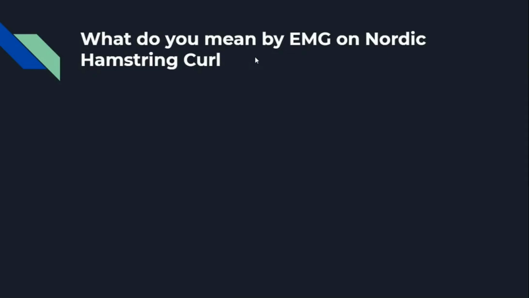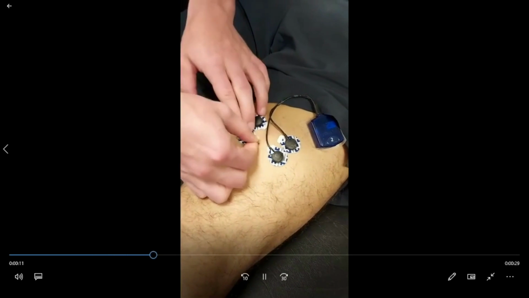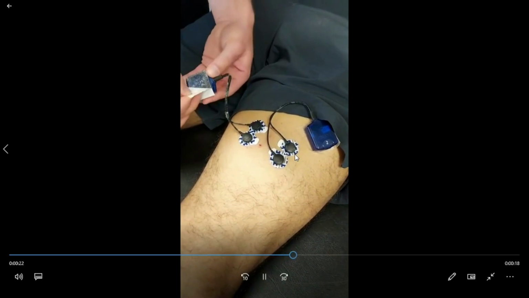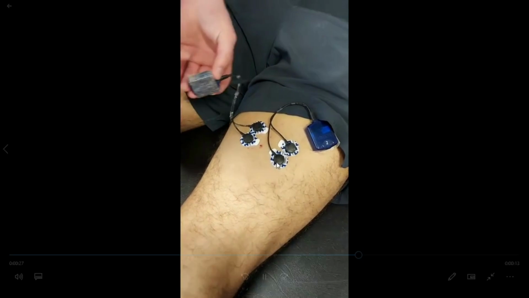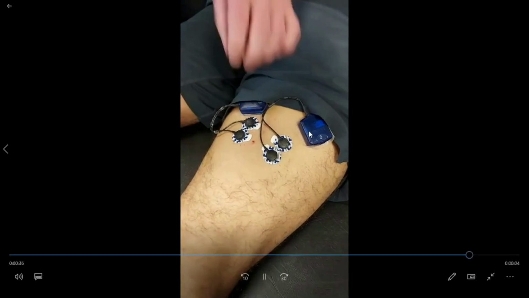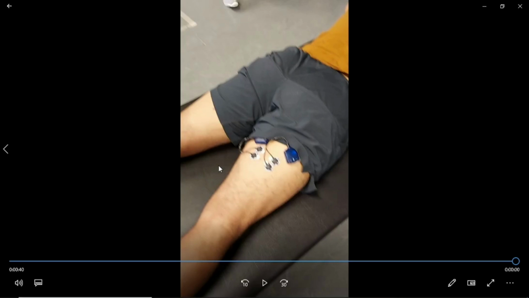Then you may be wondering, what do I mean by EMG on Nordic hamstring curl? I have a video to show you. So this is my classmate putting the EMG on our subject. Here is for semitendinosus and this is for biceps femoris. We are using differential EMG, which means we have to put the two poles, and this big device is just the EMG transmitter. So you get the EMG from here, two poles, and this device sends the data to another device, and that device is connected to an AD converter, and you see the EMG waves on Pro EMG, which is the software. Pretty much you can see the waves on the screen on the laptop.